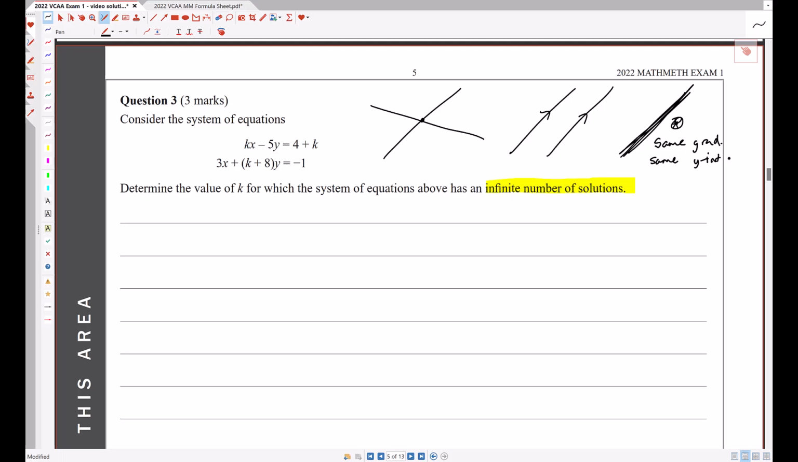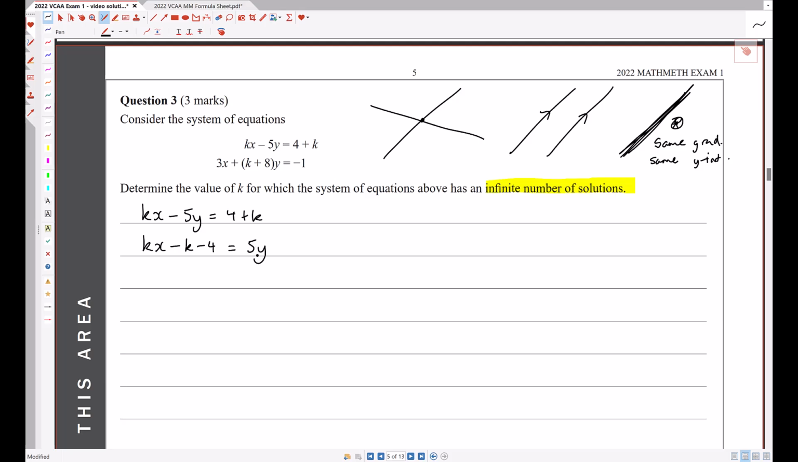Now, we can do this in slightly different ways, but to make it clearer what's happening, I would rearrange both equations into y equals mx plus c form, so gradient-intercept form, making y the subject, so that I can see what the gradient of each line is and what the y-intercept of each line is, and then I can make the relevant equations. So my first equation is kx minus 5y equals 4 plus k. I want to make y the subject here. I'm going to try and keep things positive, so I'm going to add 5y and take away 4 and k. So I'm essentially going to get kx minus k minus 4 equals 5y. It just keeps things a bit more positive.